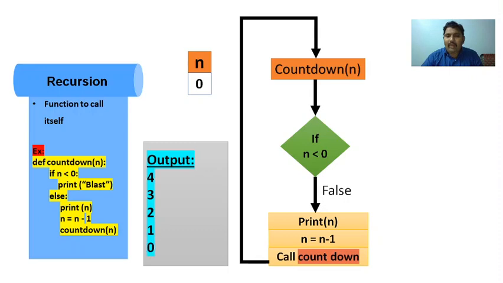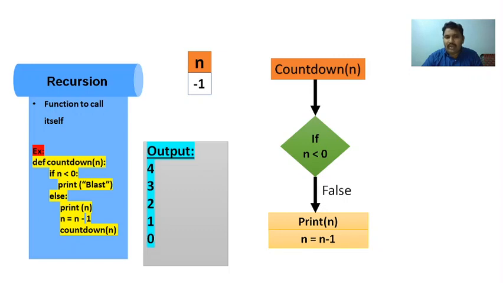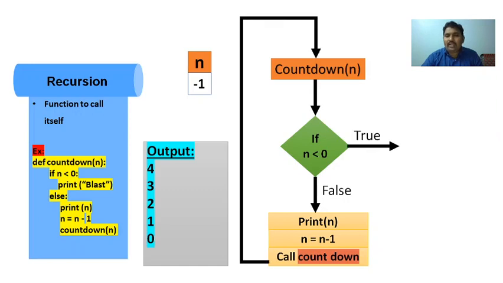Now what will happen is, the n less than 0 condition is satisfied. So automatically it will print the message blast and come out of the execution. Like this, the program will be executed. So recursion is going to execute it, as we have seen through this particular simple video.